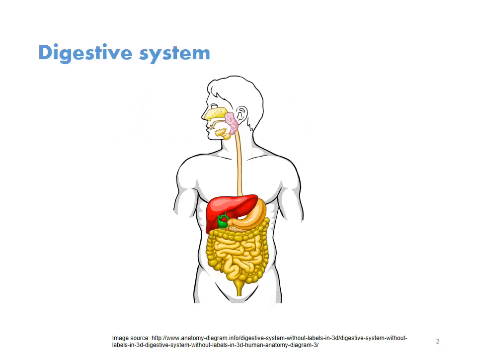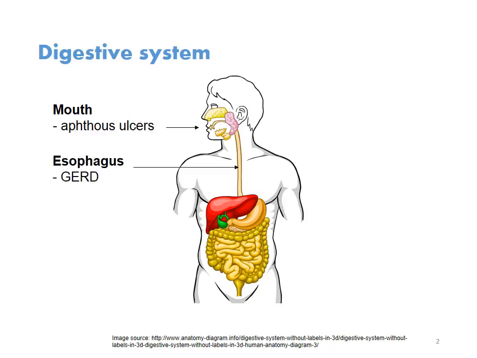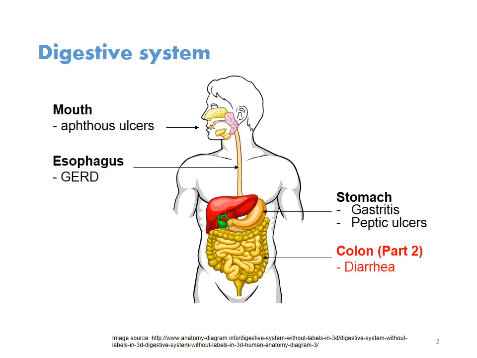Let's take a look at the diseases we'll be covering today. Starting with the mouth, we'll be looking at aphthous ulcers. Then moving down to the esophagus, we'll be looking at GERD, which stands for gastroesophageal reflux disease. Next, we'll look at gastritis and peptic ulcers, which affect the stomach. In part 2 of the lecture, we'll move down to the colon and look at different types of diarrhea. In part 3, we'll be covering liver diseases such as viral hepatitis and liver cirrhosis.